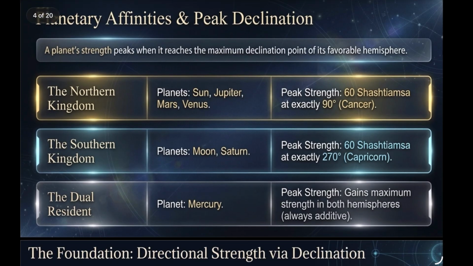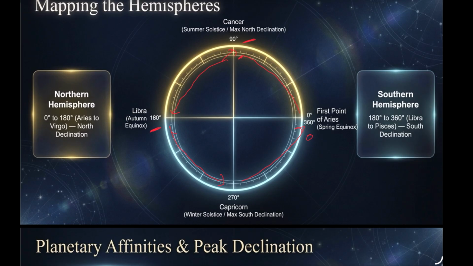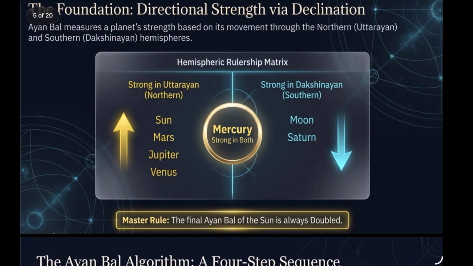Planets which are Bali, or strong, in the northern hemisphere are Sun, Jupiter, Mars and Venus. So at peak, meaning 90 degree at Cancer, they will receive 60 Amsha point. Moon and Saturn get 60 Amsha point at 270 degree Capricorn, and Mercury always gains maximum strength. Here Sun, Jupiter, Mars, Venus will get. Here Moon and Saturn will get, and wherever Mercury plays, whether in northern hemisphere or southern hemisphere, it will always get the maximum. In Uttarayana, these planets get. In Dakshinayana, or the southern hemisphere, these planets get Bala.